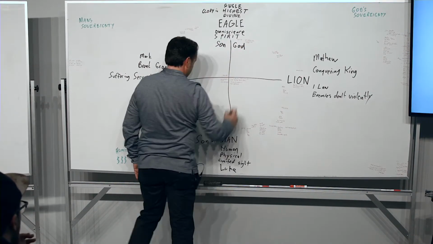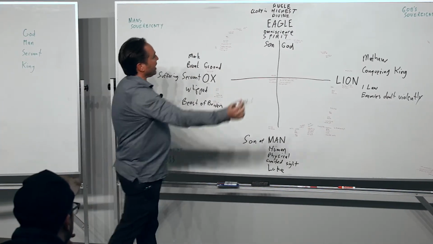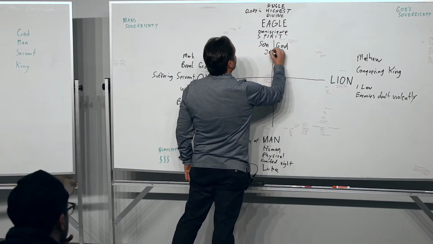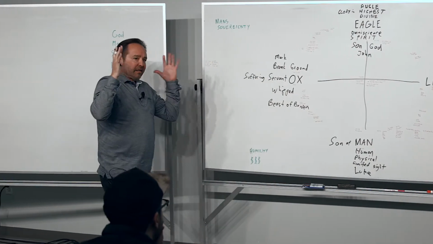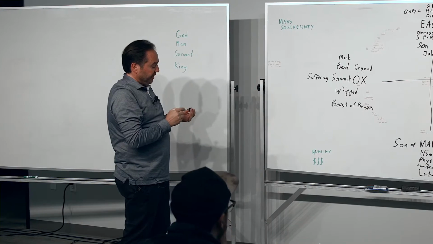Okay? So the Gospel of Luke talks about his humanity, his physical nature, and of course the one that's missing is the Gospel of John. "In the beginning was the Word, the Word was with God, and the Word was God." It's literally telling you that this being is divinity incarnate.